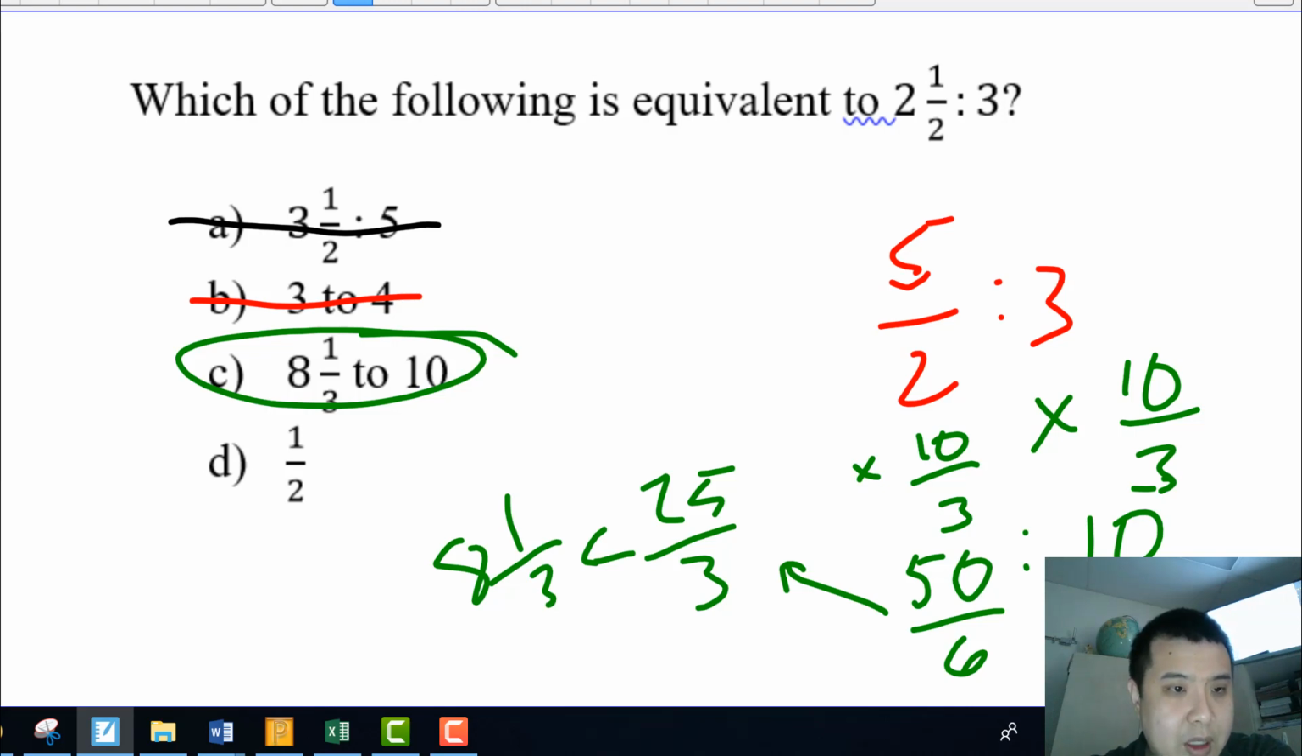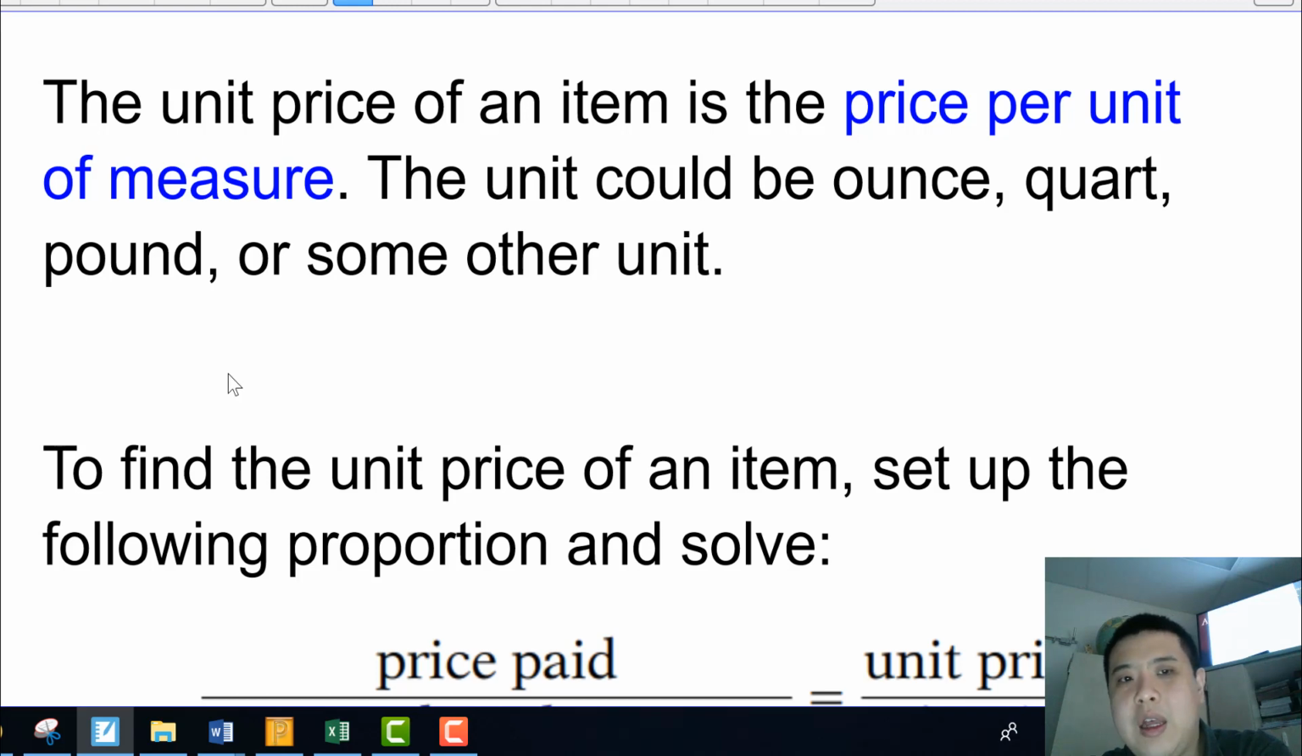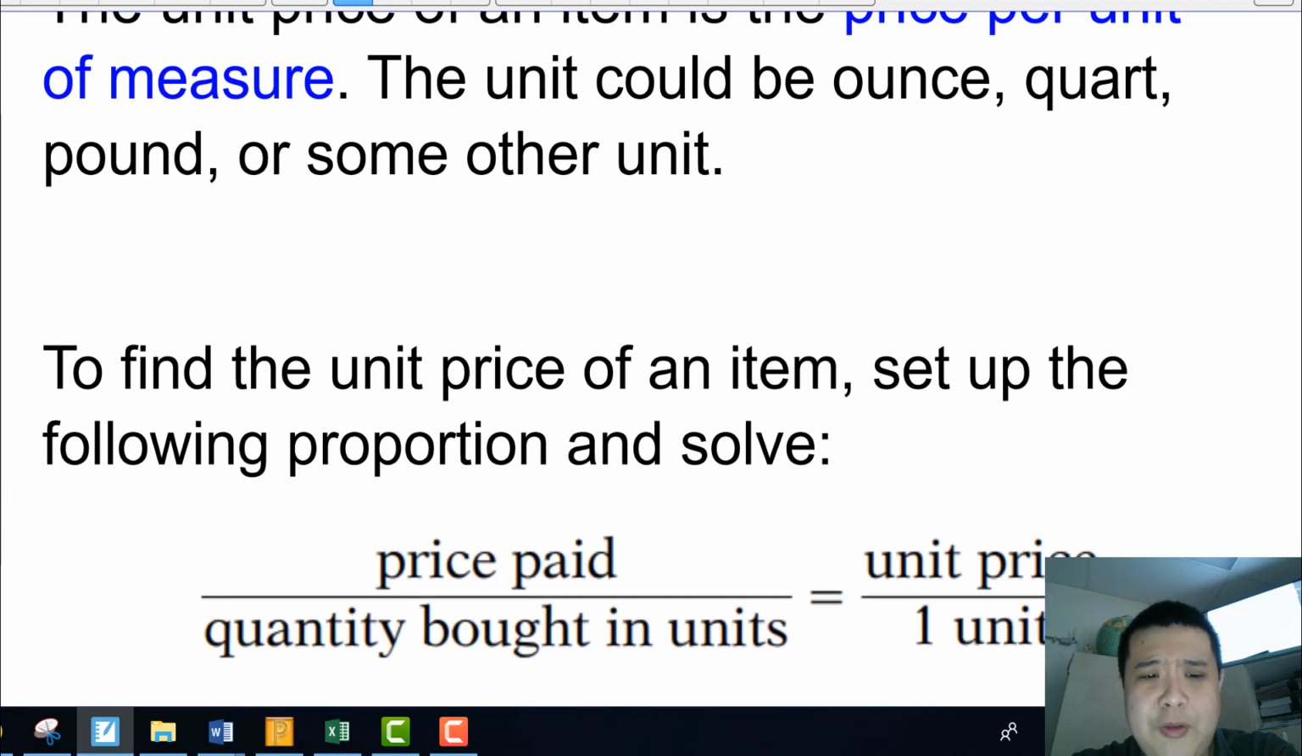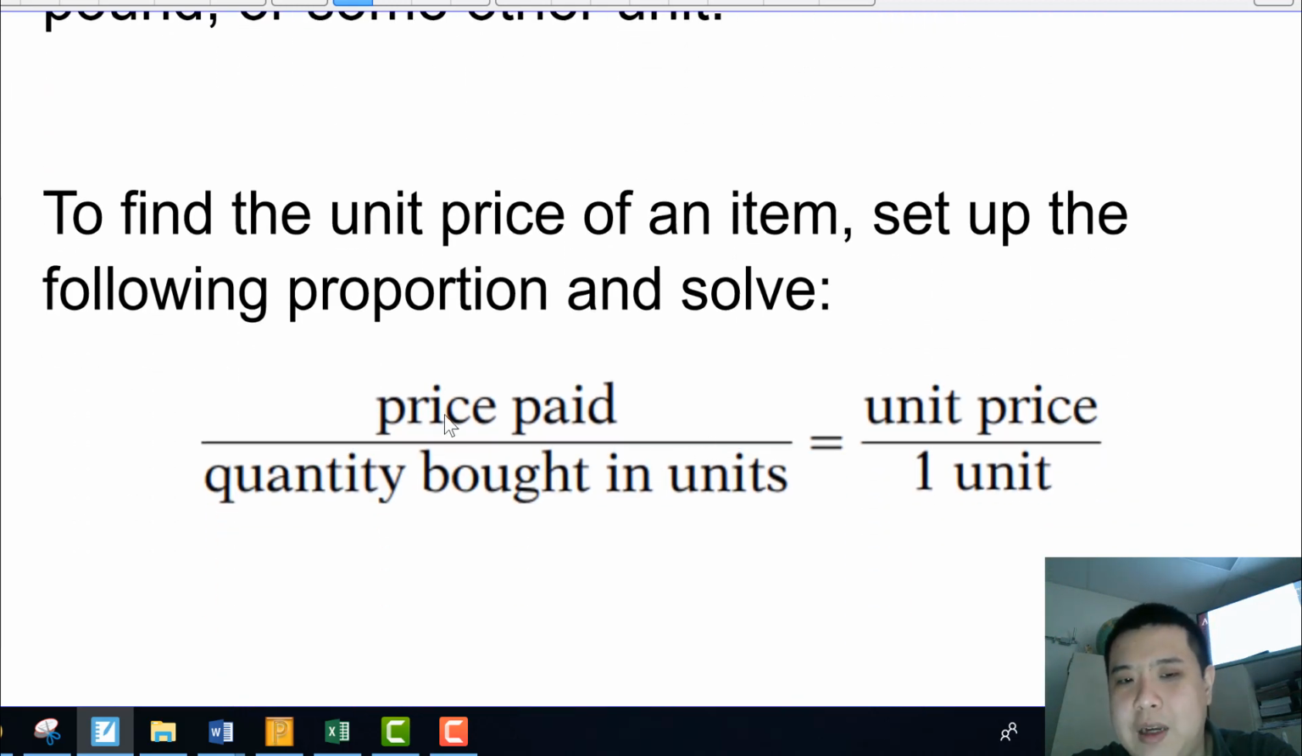So let's talk about unit rates. Okay. The unit price of an item is the price per unit of measure. Okay? The unit could be ounce, quart, pound, or some other unit. To find the unit price of an item, set up the following proportion and solve. So the price paid divided by the quantity bought in units equals the unit price over 1 unit.